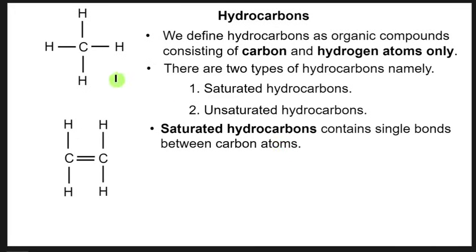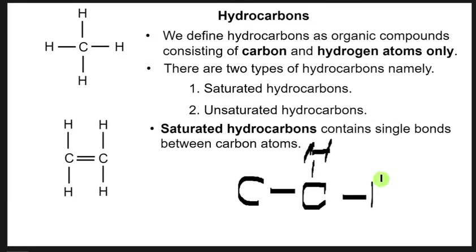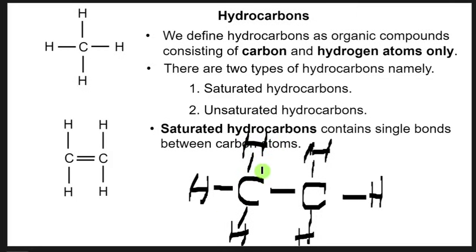So those which will contain single bonds between carbon atoms, like, let me say I have another one like the one I showed, like this one, carbon, then I did like this. This is H and another H here. This two is H. Then another H here, another H here, then another H here. So notice that between this carbon and this carbon, in between there's a single bond. So such hydrocarbons that contain single bonds between carbon atoms, we call them saturated hydrocarbons.